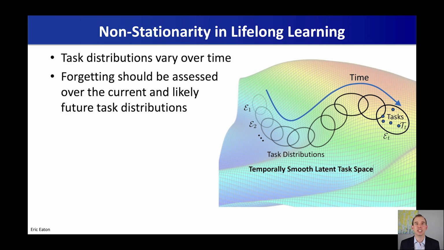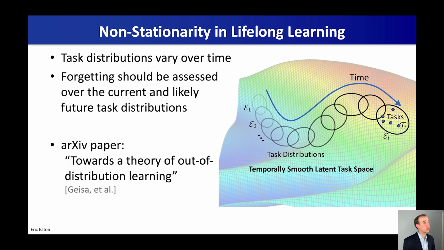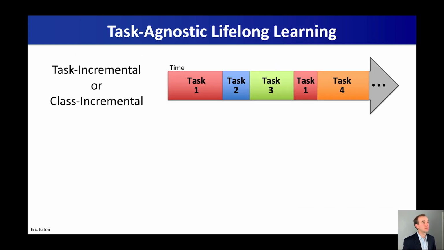In this case, there's non-stationarity. And so forgetting needs to be assessed with relationship to the distribution of those tasks, both the current ones that the robot's going to be expected to accomplish, as well as potential future ones. As a starting point for this, we do have a paper that provides a framework for how we might think of out-of-distribution learning, including in the context of lifelong learning.